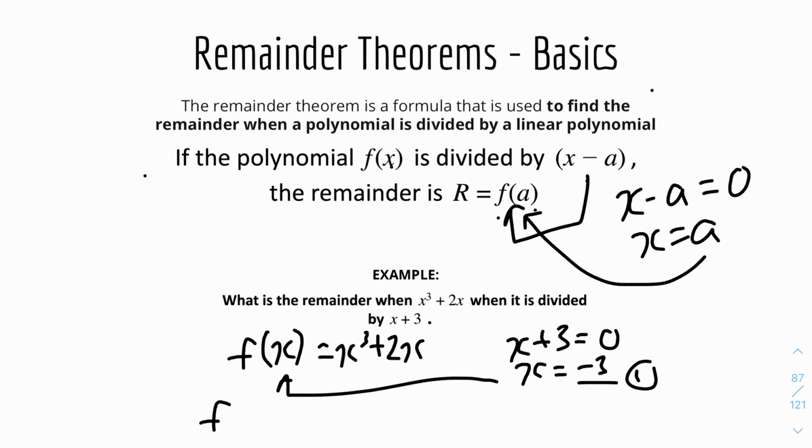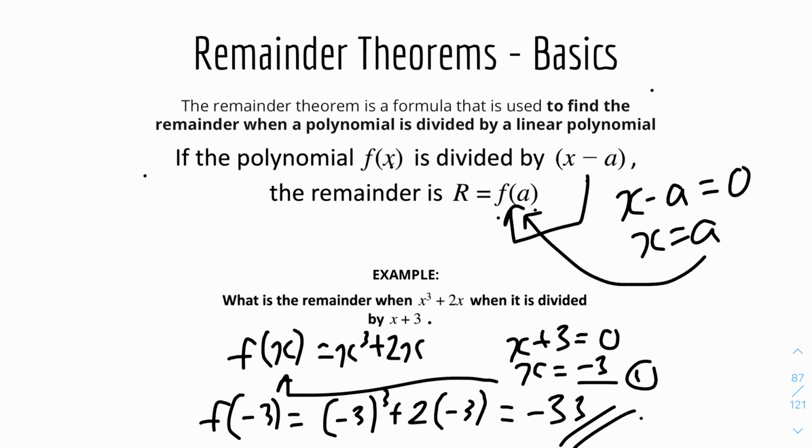So it will be f of x when x equals minus 3 equals minus 3 cubed plus 2 times minus 3. And if you pop this into a calculator, you get minus 33. That means that the remainder when x cubed plus 2x is divided by x plus 3 is minus 33. That means that when it's not 0, this is not a factor.